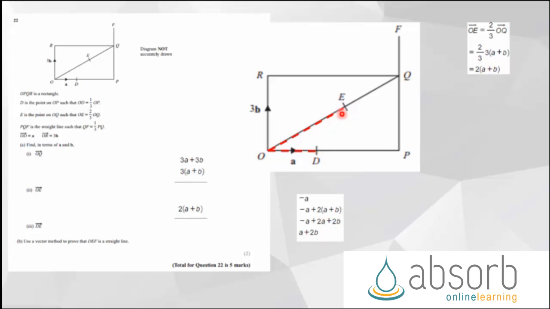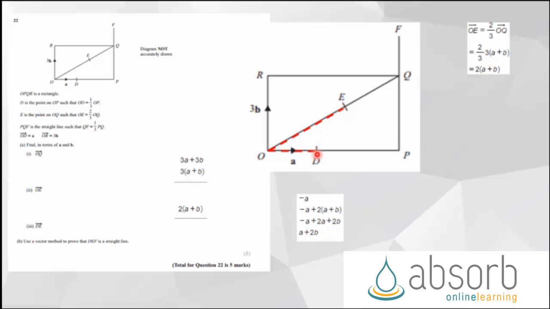To get from D to E, we can take this path here. So the vector is A plus 2B. Now, in the last part of the question, we are asked about using a vector method to prove that DEF is a straight line. So going from here to there is all one straight line. Now, this is a common question in vectors, and in order to prove that something is a straight line, you need to show that they have the same vector direction in space and a common point.